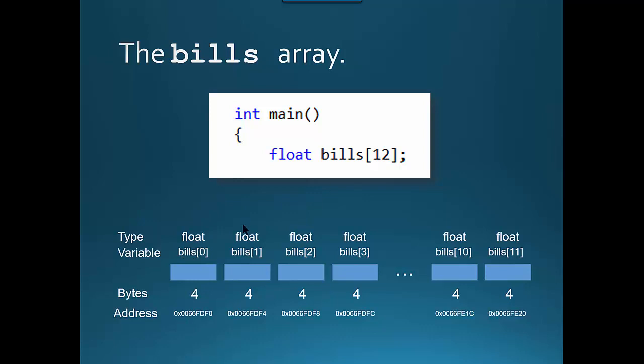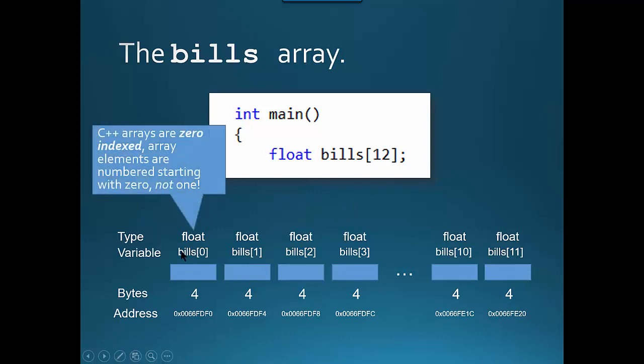And each element in an array has an index. And the index doesn't start with 1, it starts with 0. So the 0th element in the bills array will be located here. Then we have the next one, then the next one, and so on. Notice that because arrays are 0 indexed, the array starts with element 0, not 1. And that means that the last element is actually the size of the array minus 1. So it goes from 0 to 11 and not from 1 to 12.